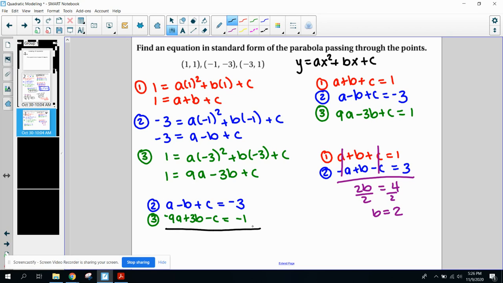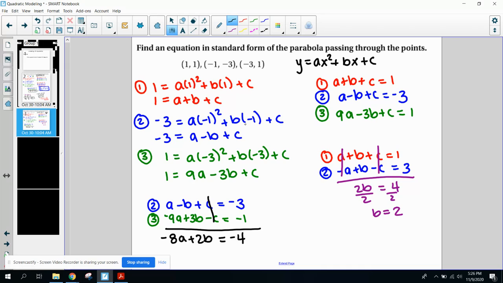I'm going to add this straight down. So I'm trying to cancel out the c's again. If I wanted to cancel out the a's, I could because they also canceled out here. But I'm going to focus on the c. So a minus 9a is going to give me negative 8a. Negative b plus 3b is going to give me 2b. My c's will cancel. And then negative 3 and negative 1 is going to give me negative 4.